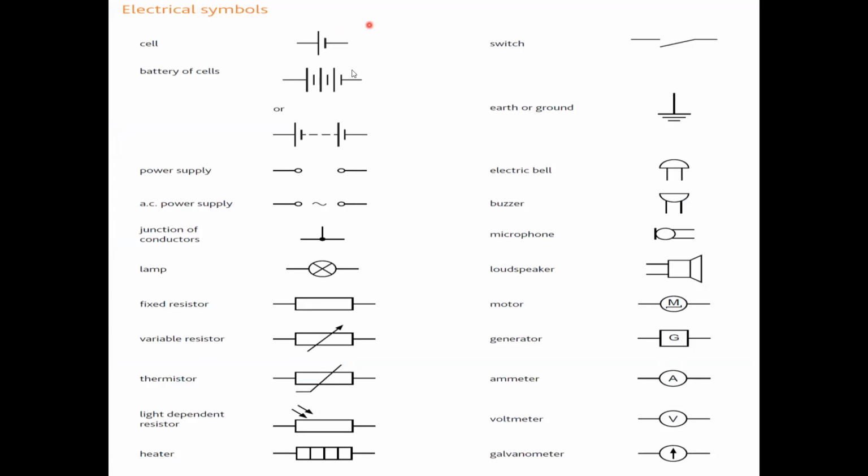This is from the syllabus only. Symbol for cell, for battery or group of cells, power supply, AC power supply, junction of conductors meaning where the two wires are connected, lamp, fixed resistor, variable resistor, thermistor, light dependent resistor, heater, earthing or ground, then a switch or an open switch, electric bell, electric buzzer, microphone, loudspeaker, motor, generator, ammeter, voltmeter, and galvanometer. So these are the circuit symbols which you have to learn.